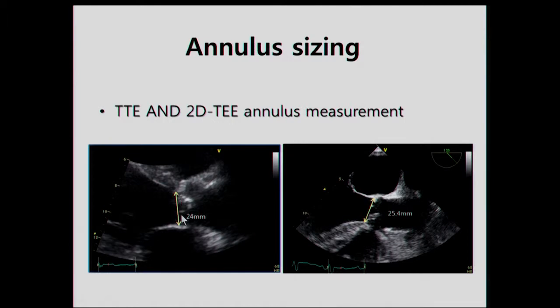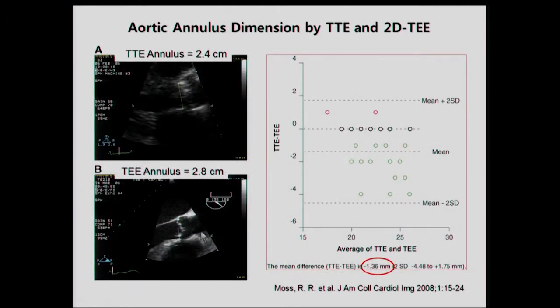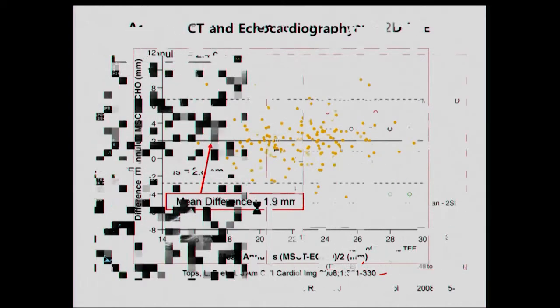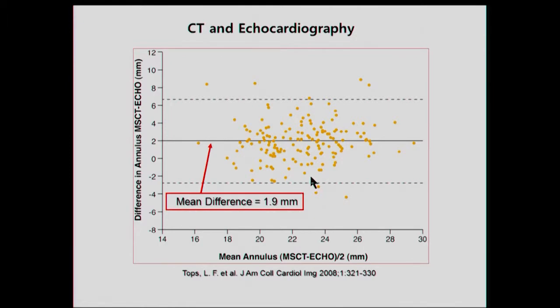Basically, we have measured the annulus two-dimensionally with TT and TE. During systole, the distance between the basal attachment points of each leaflet is considered the annulus diameter. 2D TE measured annulus was higher than that of TT. This shows a significant difference may exist between annulus dimensions determined by TT and TE. Compared to CT, there is also a significant difference between the annulus dimensions determined by CT and echo.